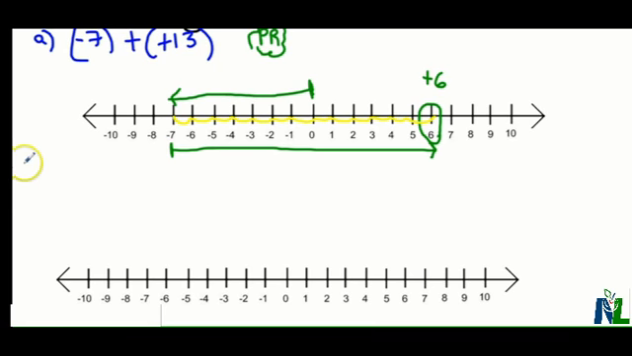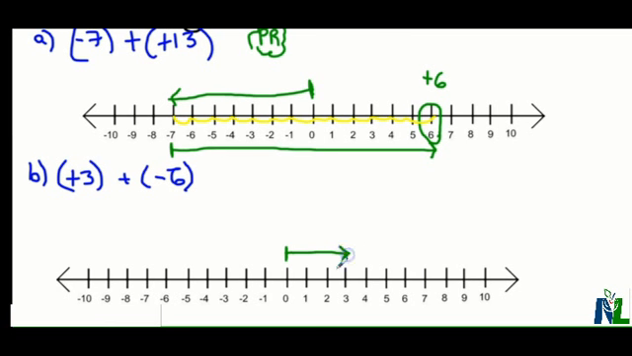So the example I'm going to do here, we're going to add these two integers. We're going to add a +3, and we're going to add a -6. So +3 and a -6. Okay, let's try it. We always start at 0. Go to your first integer. I'm going to go to +3.